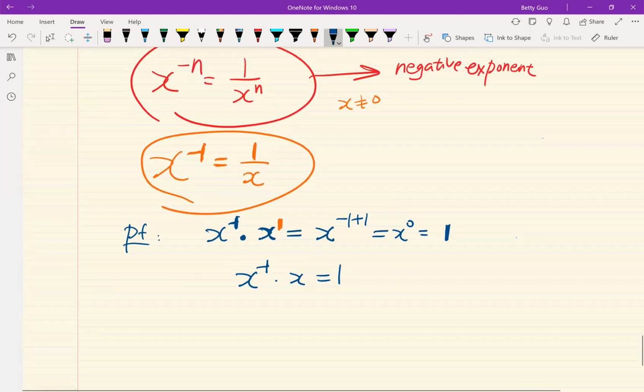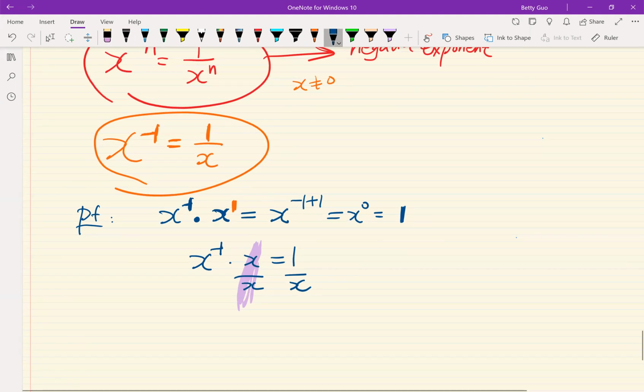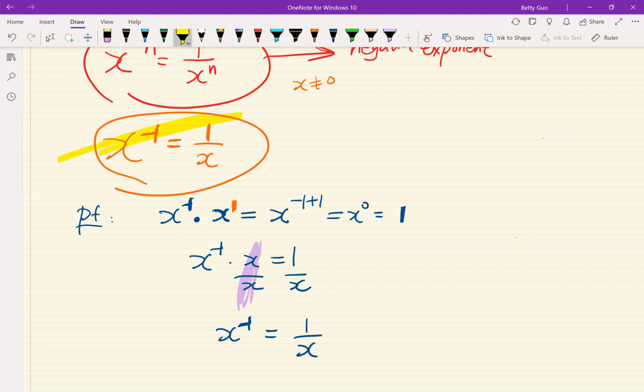I'm going to divide both sides. This is an equation, right? Left-hand side equals right-hand side. I'm going to divide the left-hand side and the right-hand side by x. And they cancel, right? X over x cancel. So we have x to the power negative 1 on the left. On the right, we have 1 over x. That's the formula. x to the power of -1 equals 1 over x.